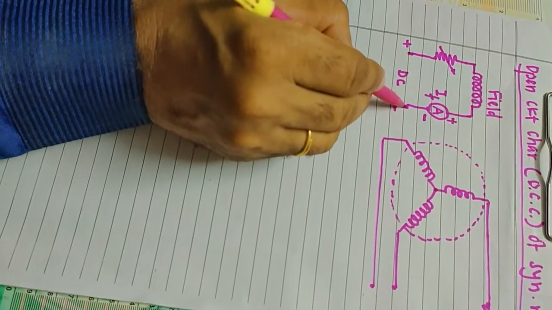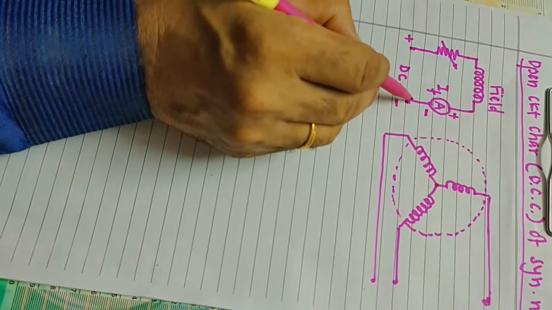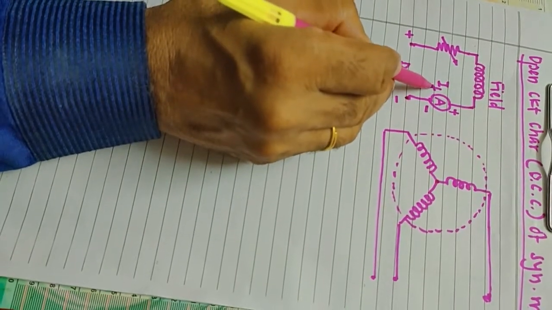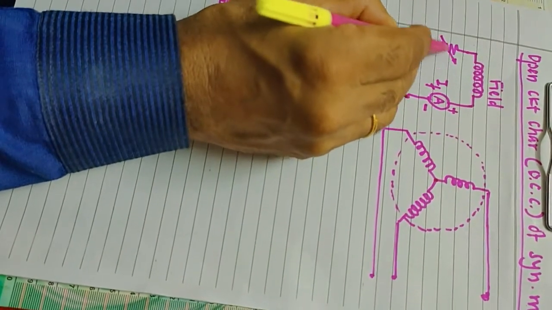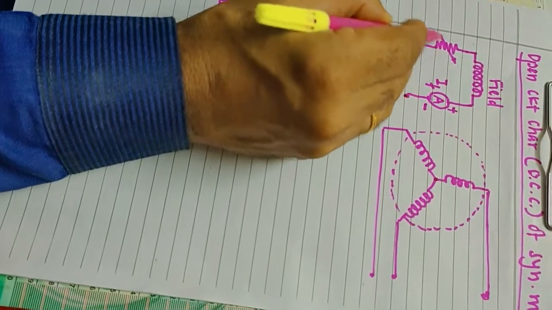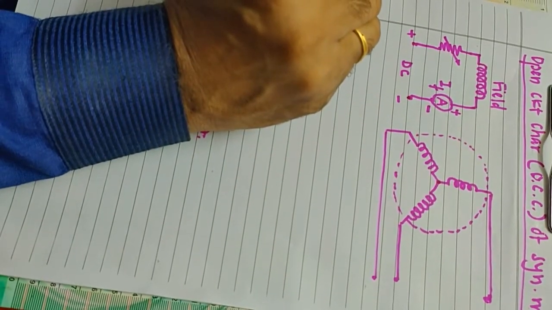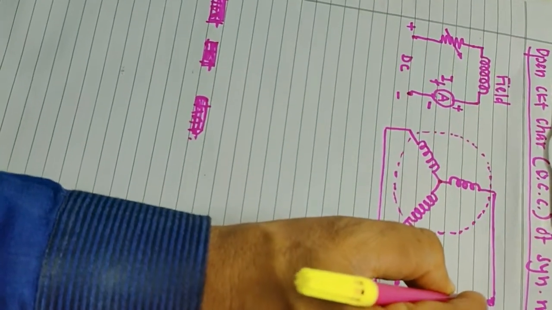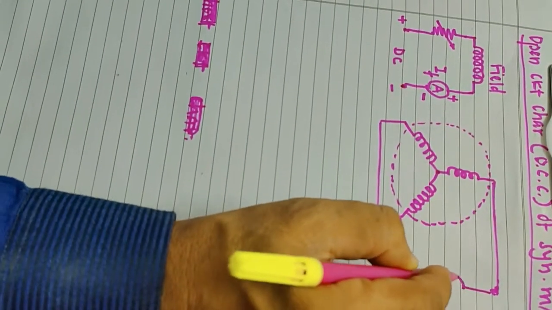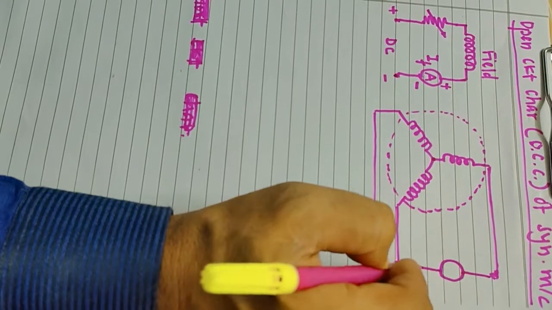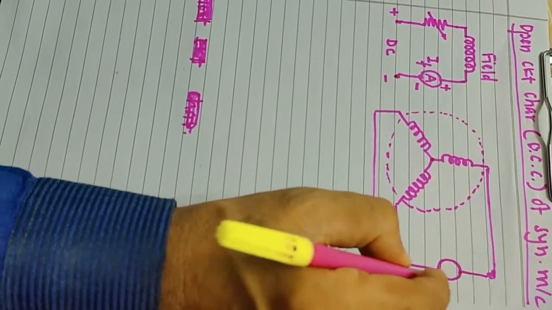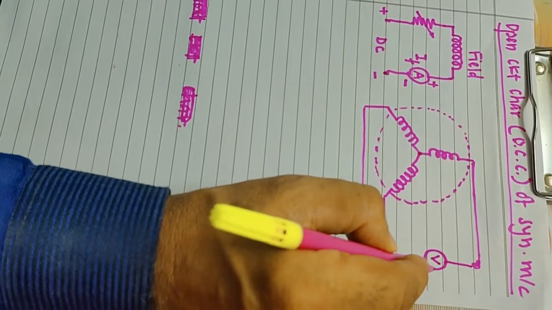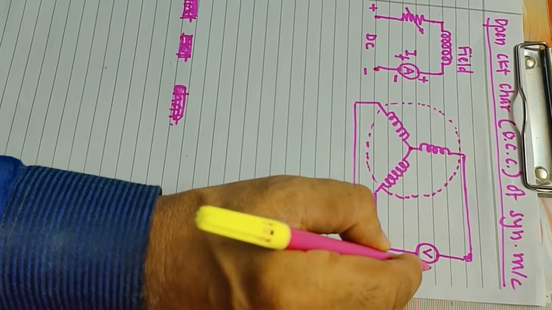Constant DC excitation is given to the field winding, and the field current IF is varied by varying the resistance R. To note the open circuit voltage, a voltmeter is connected across any two terminals. This is an MI type voltmeter, which reads AC voltage.